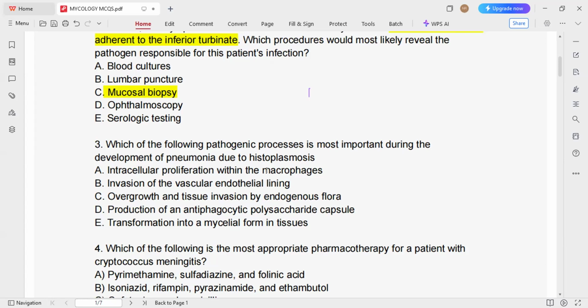A. The answer is A, yes. Intracellular proliferation within macrophages. So first of all, you have to know histoplasmosis. It's caused by Histoplasma capsulatum. Okay. And so this Histoplasma capsulatum, how do you get it?